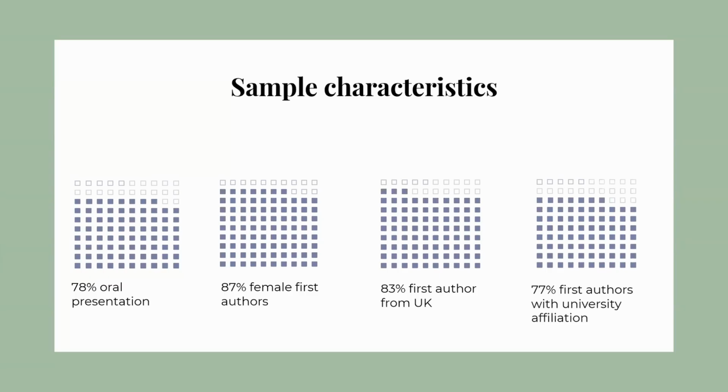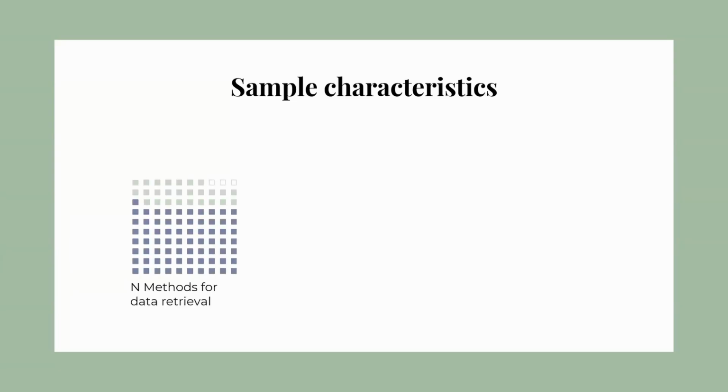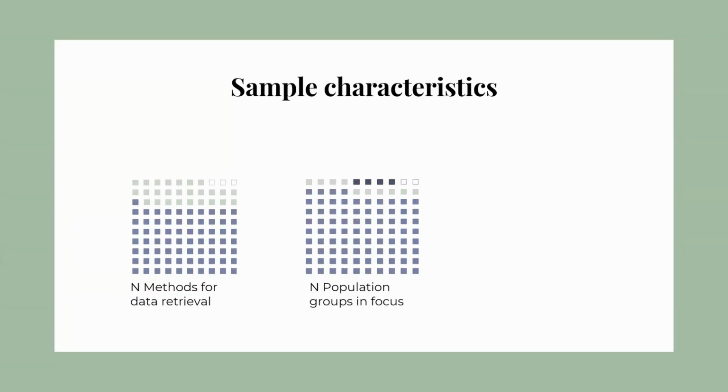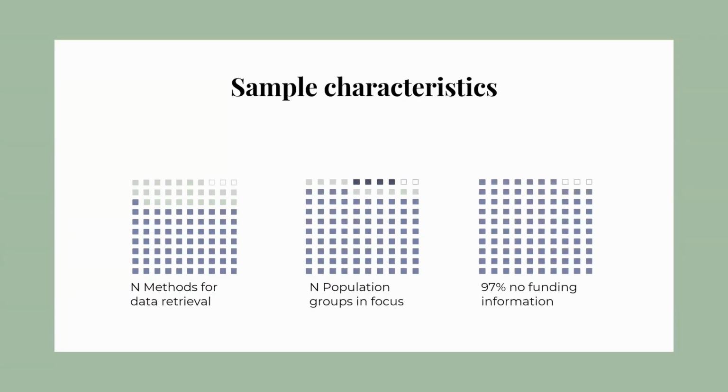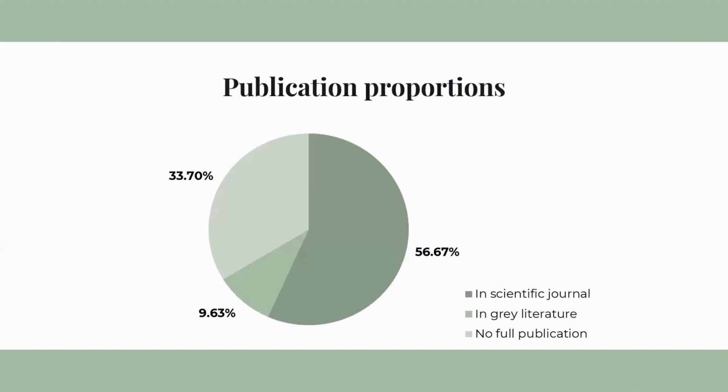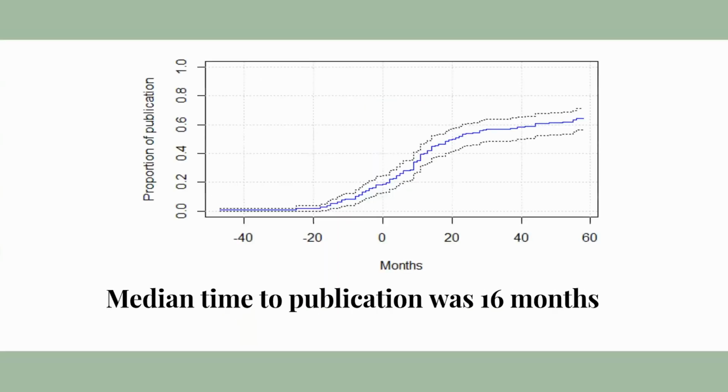And the clear majority had first authors with a university affiliation. Most of the studies used one method for data retrieval, had one population group in focus, and almost none of them reported information on funding. A very central finding of that study was that for around 33% of the abstracts, a full publication could not be retrieved around 5 years after the presentation at the conference. And the median time to publication was found to be 16 months.